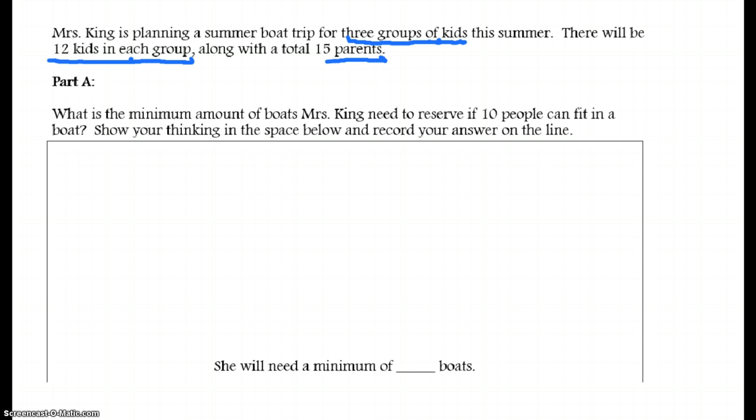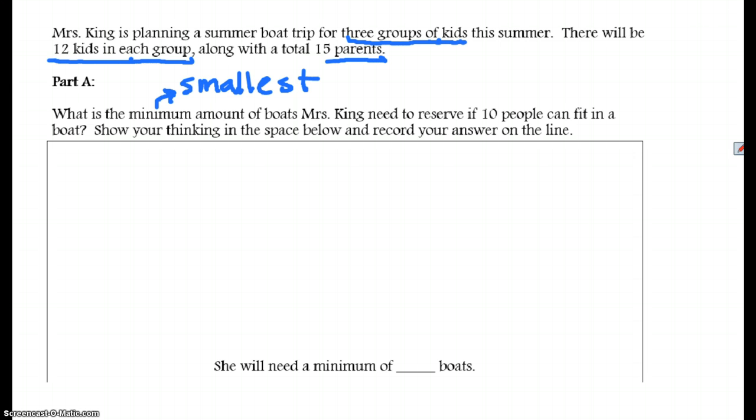What is the minimum? And in case you're wondering, another word for minimum would be the smallest amount. What is the smallest amount of boats Mrs. King needs to reserve if 10 people can fit in a boat? Show your thinking in the space below.